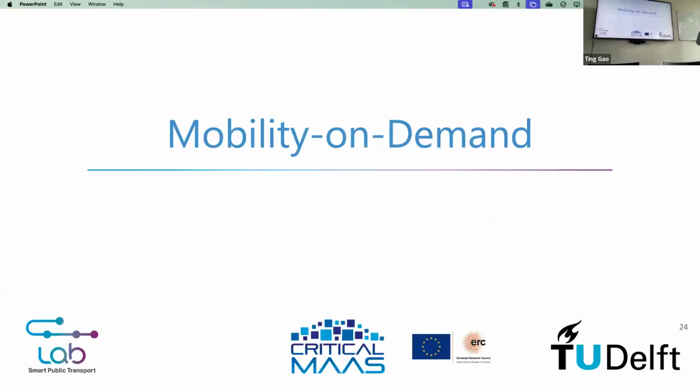That brings me to the two other smaller topics that I want to touch upon. The first is mobility on demand, which is a very different domain within passenger transport systems. So now we move away from line-based systems, we move away from schedule-based systems. It's all dynamically determined. Much of the work there was done in the ERC starting grant, which just came to a conclusion, called Critical Mass.